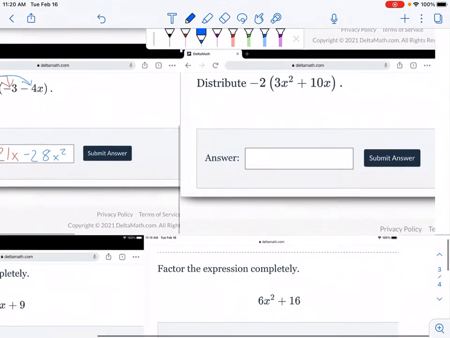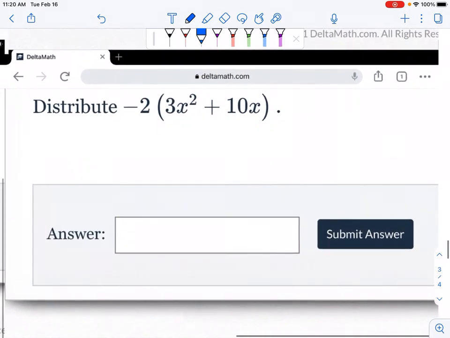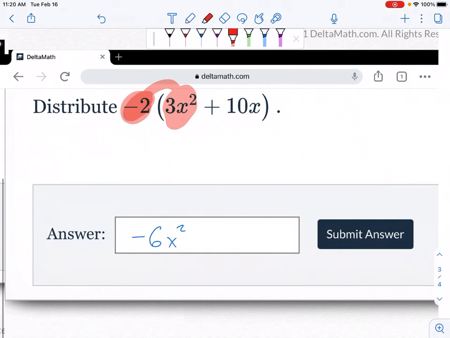All right, and our final distribution one, I'm going to take this negative 2 and I'm going to multiply it in times 3x to the second. So negative 2 times 3 is negative 6, and my x to the second isn't changing. And then I'm going to take my negative 2 and multiply it to the 10x. Negative 2 times 10 is negative 20, and I leave my x how it is because it's not being raised by anything out here.